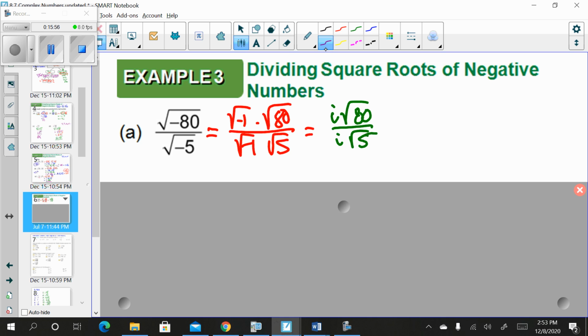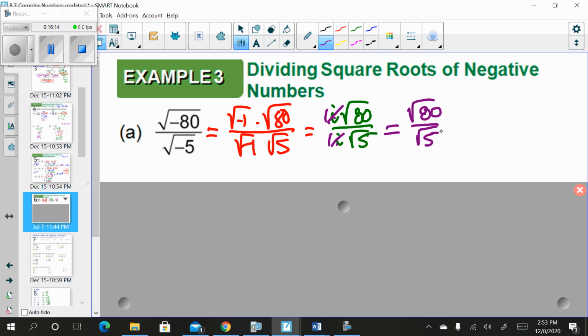Now, when you get to here, think about anything. If you didn't even know what I meant, when you're looking at a fraction like this, we can always divide out common factors. There's a factor of I in the top and the bottom. That's going to divide to be equal to 1. Then all we have left is dealing with the square root of 80 over the square root of 5.